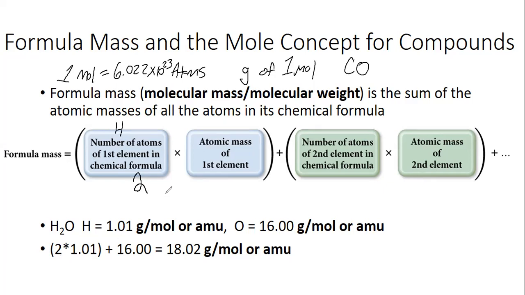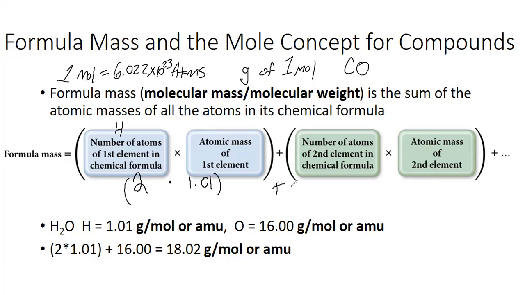Okay. What is the weight, the atomic mass of hydrogen? So I go to the periodic table and I find hydrogen. And under hydrogen, we have a number. Depending on your periodic table, it could be 1.008 or 1.01. But that is the weight of one atom of hydrogen. So I'm going to multiply those two together.